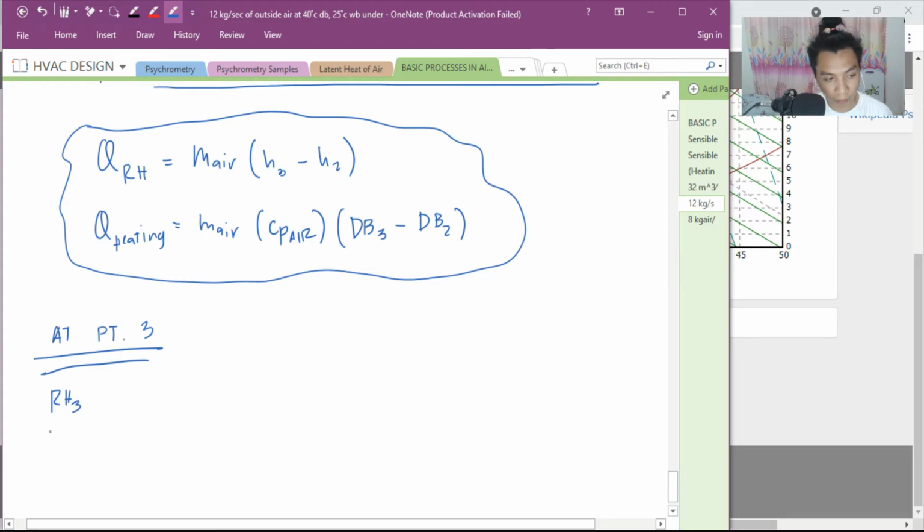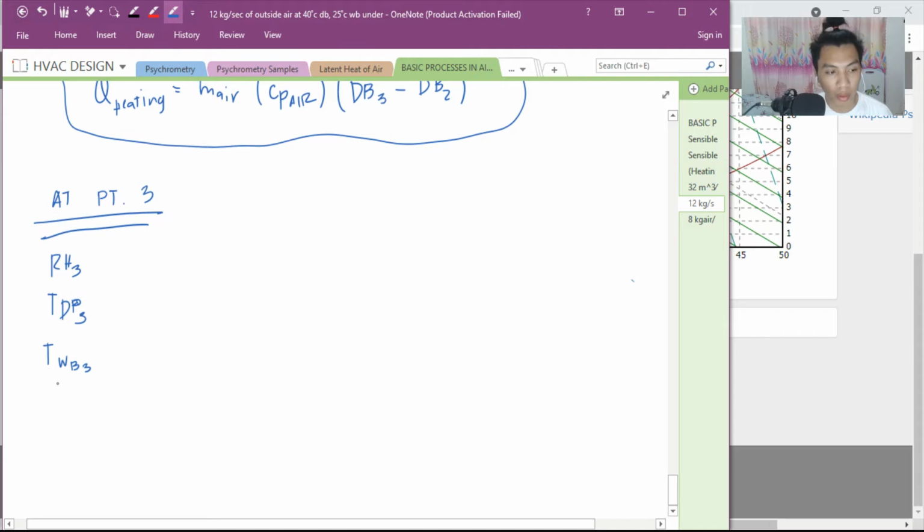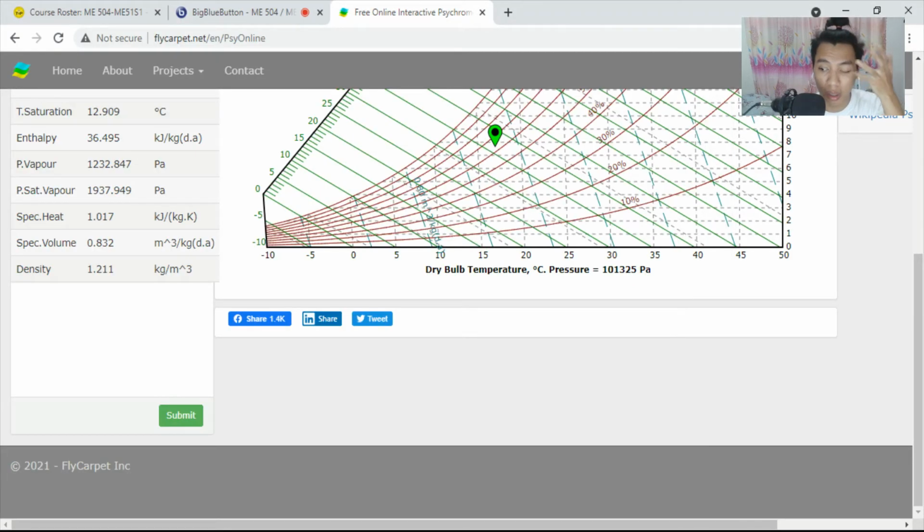RH3, temperature dew point at 3, temperature wet bulb at 3, W2 is equal to W3. Yun yung condition. Specific volume 3, H3. Hanapin natin itong mga parameters na to. Okay. RH3.